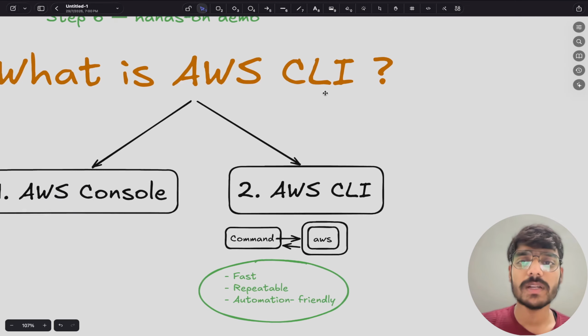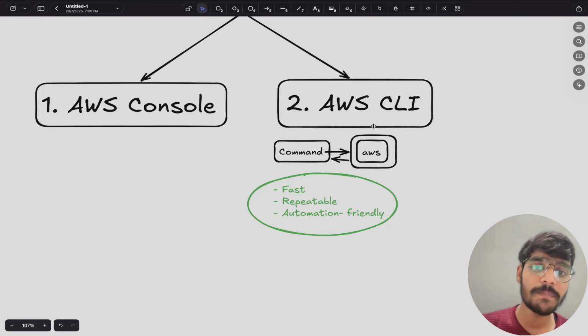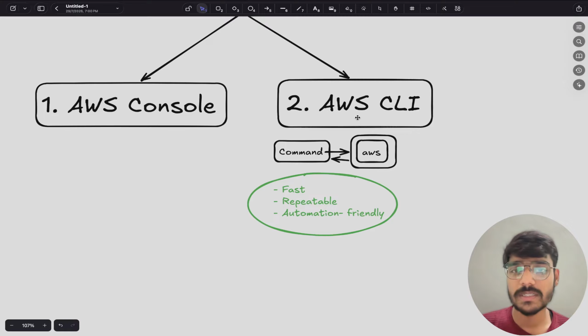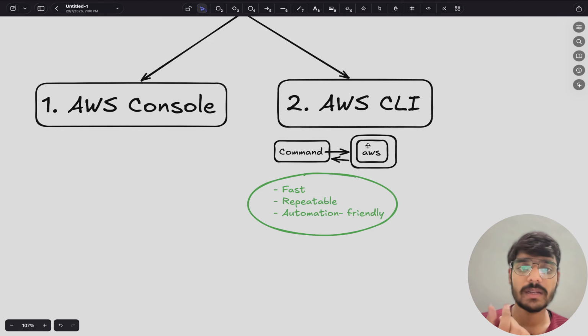Now you understand what the AWS CLI is. To access AWS, we have two ways: the AWS console and the AWS CLI. The AWS console is very repetitive. It needs a login and needs many steps, so it is the bad thing. Now the AWS CLI takes your command and runs it on AWS. It connects with AWS and does all these things by only your command. So it is fast, it is repeatable, and it is automation friendly.